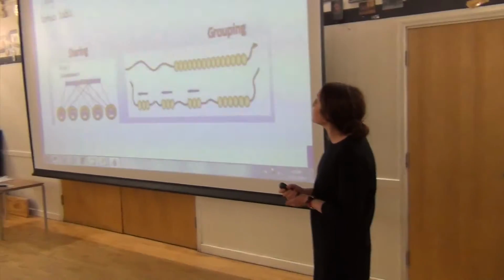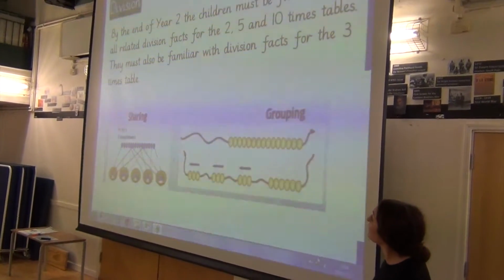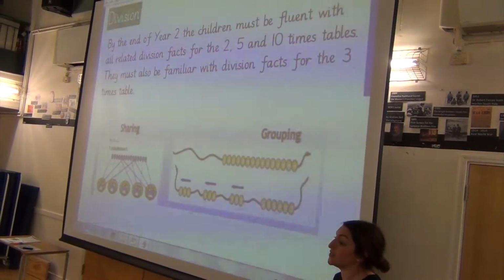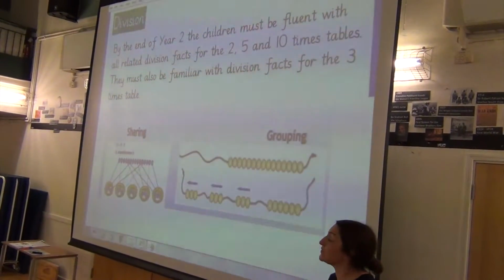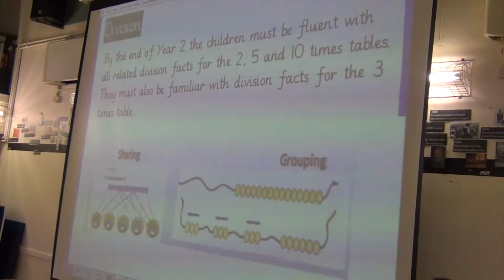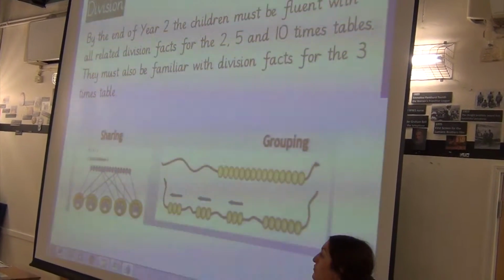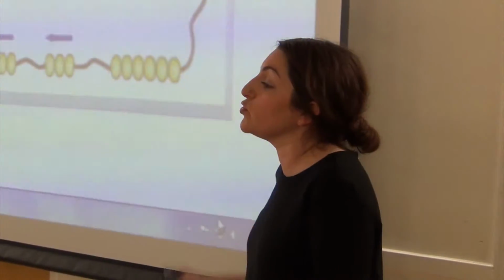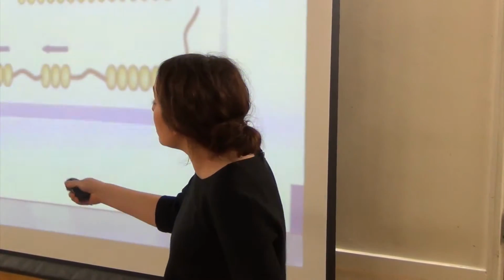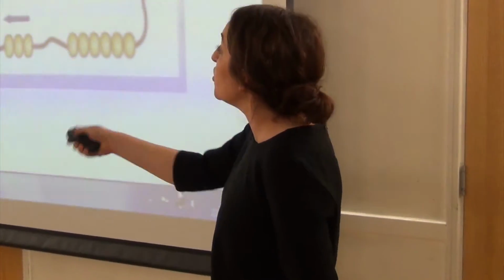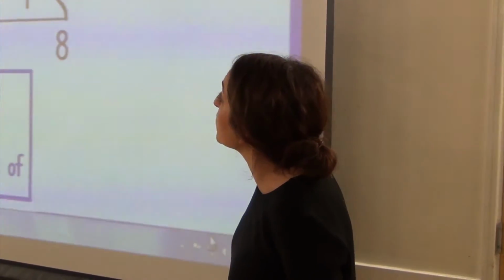Now with division, by the end of Year 2, they must be fluent with all related division facts for the 2, 5 and 10 times tables. So they need to know that multiplication and division are the inverse of each other. And they must also be familiar with the division facts for the 3 times table. Now with division, there are 2 ways of thinking about it. You can think about division as sharing, where I have an amount and I might share it equally between 3 people. And also as grouping, where you have an amount and I'm going to have 1 group of 3, 2 groups of 3. And in the calculation policy, that shows you in more detail what the difference is between those two.